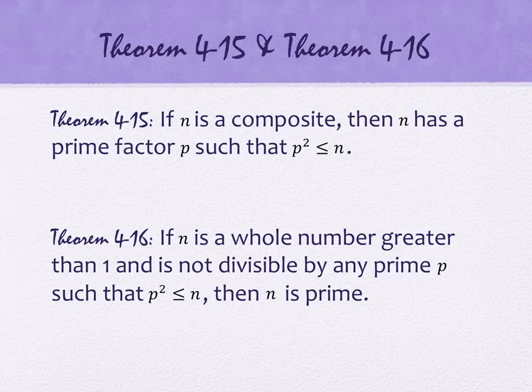All right, this is a really helpful one. This one tells us that if n is a composite number and n does have a prime factor, then n has a prime factor p such that p squared is less than or equal to n. Now, it's a little bit more helpful to look at it from this perspective. p is less than or equal to the square root of n.